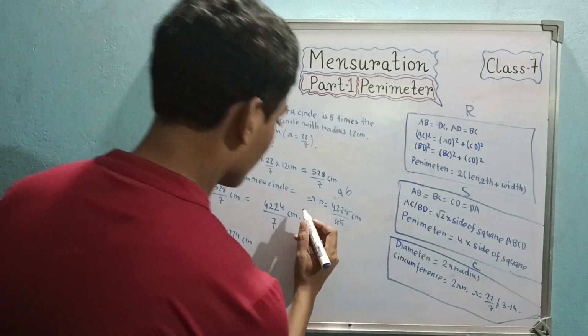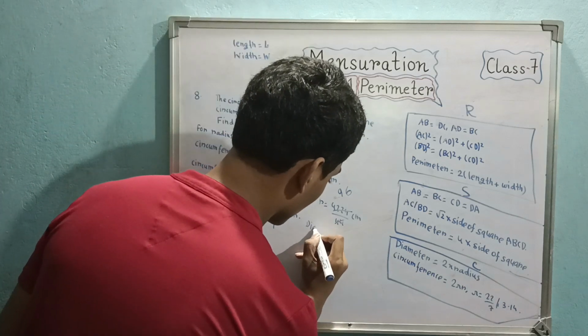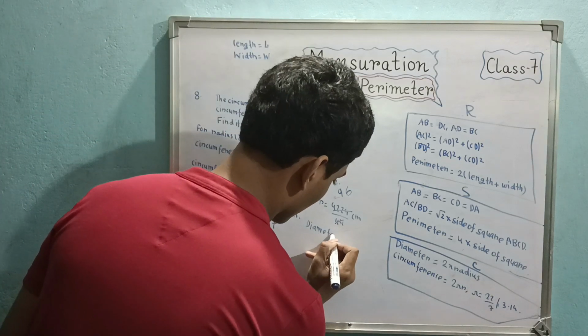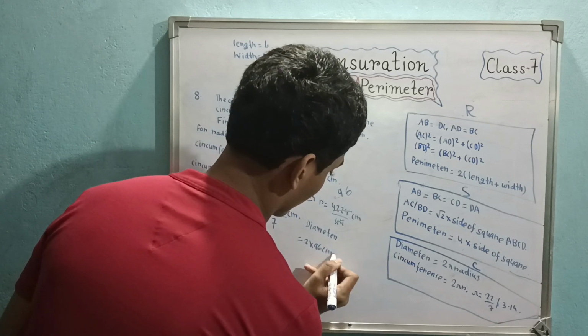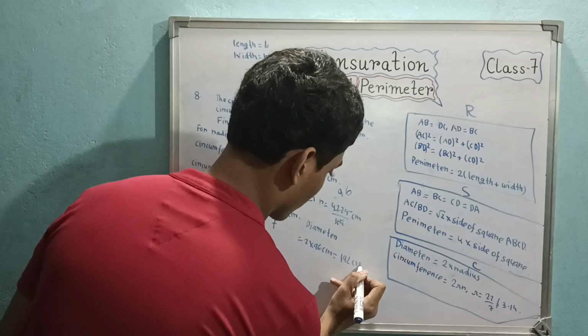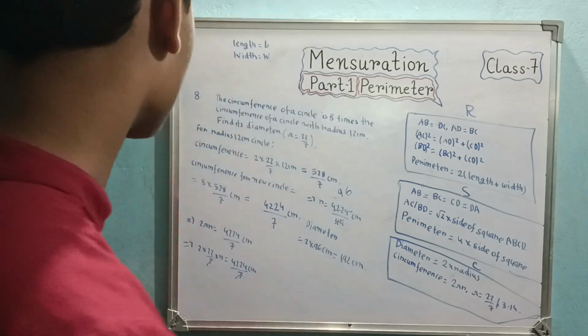Now diameter, or D, let me write, equal to 2 into radius, 2 into 96 centimeter equal to 192 centimeter. That is the answer of this beautiful question.